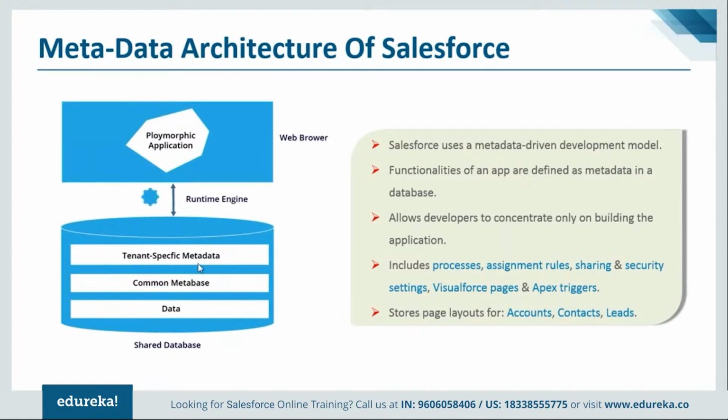You have tenant specific metadata which would be used to access your tenant specific data. So it's your metadata which actually matters, and this is what enforces your whole governor limits. Based on that, a lot of processes inside your Salesforce org are controlled: your assignment rules, your sharing and security model, the Visualforce pages that you create, the triggers and Apex which respond, and then various objects and page layouts like accounts, contacts, leads. All these things are eventually controlled by your governor limits and your metadata. So that is about the architecture of Salesforce and how Salesforce works.